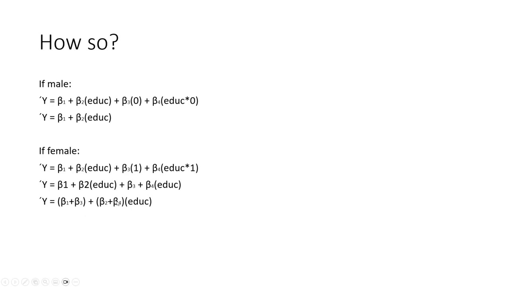So the slope for males is beta 2, the slope for females is beta 2 plus beta 4. So the difference in the slopes between males and females is beta 4. That's the difference in the slope effect for males and females, right? So that's why I'm looking at the significant effect for beta 4. That tells me if the slope effect of education on prestige is significantly different between males and females.